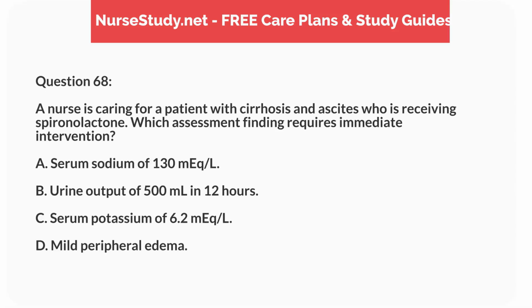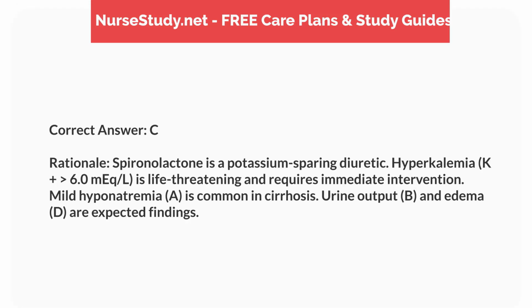Question 68. A nurse is caring for a patient with cirrhosis and ascites who is receiving spironolactone. Which assessment finding requires immediate intervention? A. Serum sodium of 130 milliequivalent per liter. B. Urine output of 500 milliliters in 12 hours. C. Serum potassium of 6.2 milliequivalent per liter. D. Mild peripheral edema. Correct answer, C.